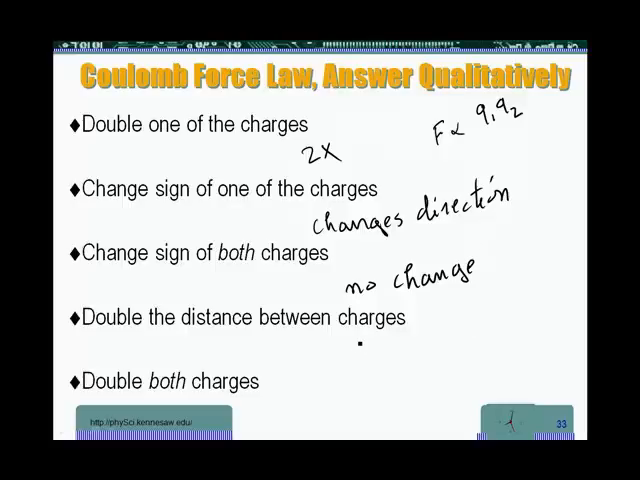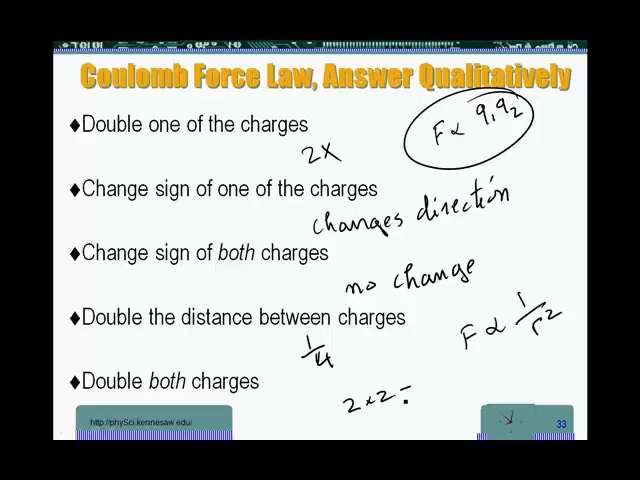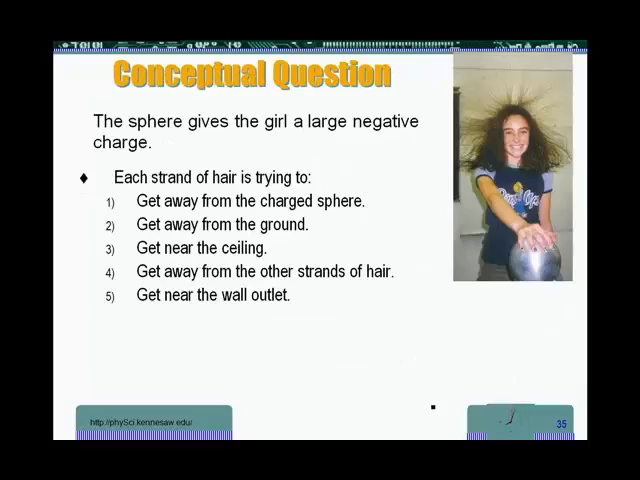Now, what about if we double the distance? Recall the force is proportional to 1 over R squared. R is squared and it is in the denominator, so the magnitude of the force is going to be 1/4 as much. If we double both charges, go back to the same expression, it's going to be 2 for one and 2 for the other one, so it's going to be 4 times the force. That's a qualitative analysis of what's going to happen to the force. Now let's start with the questions.